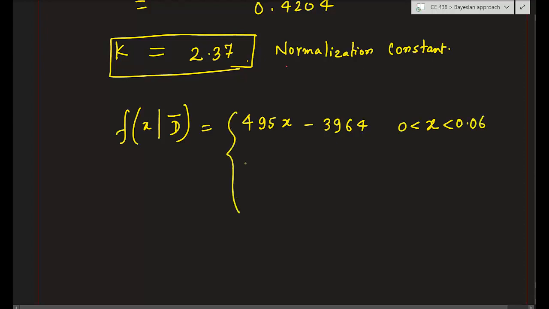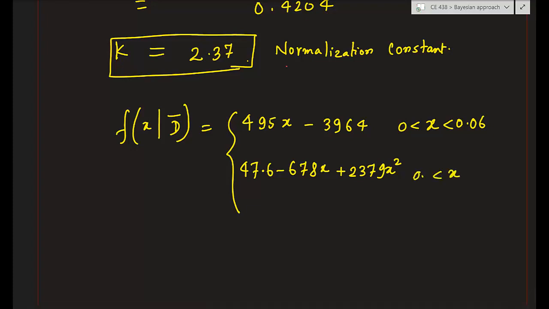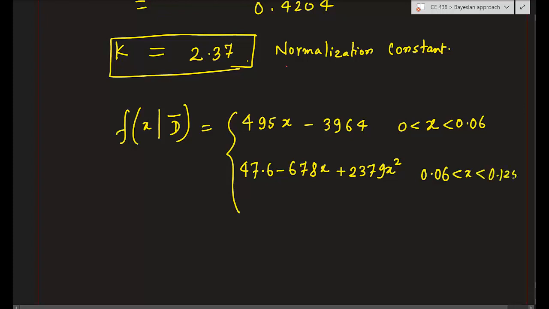And then 47.6 minus 678x plus 2379x squared when x lies between 0.06 and 0.125. And this is 0 when x is greater than 0.125.